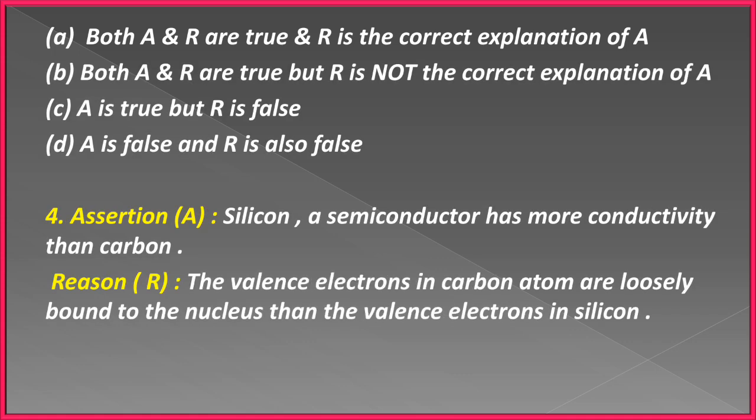Next, question number 4. Assertion. Silicon, a semiconductor, has more conductivity than carbon, and its reason is the valence electrons in carbon atom are loosely bound to the nucleus than the valence electrons in silicon. Now try to get the correct answer. Your correct answer is C. Assertion is true, but reason R is false.